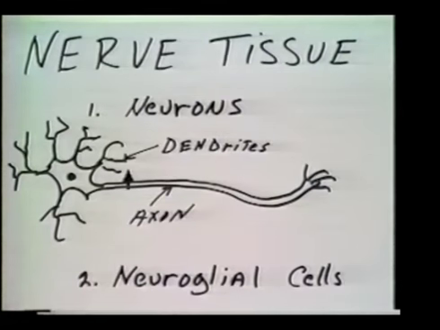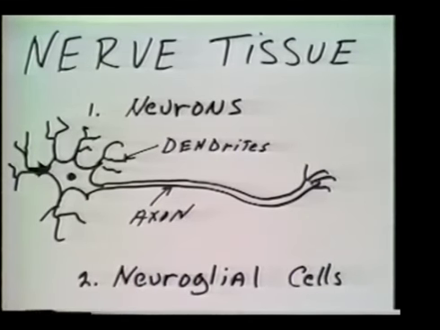A couple of parts that you are responsible for knowing: these fibers that extend out from the main part of the cell here, these fibers are the dendrites. Dendrites carry nerve impulses toward the main body of the cell. The other fiber is an axon. This axon carries impulses away from the main part of the cell body. The dendrites, again, carry impulses toward the cell body, axons away from.